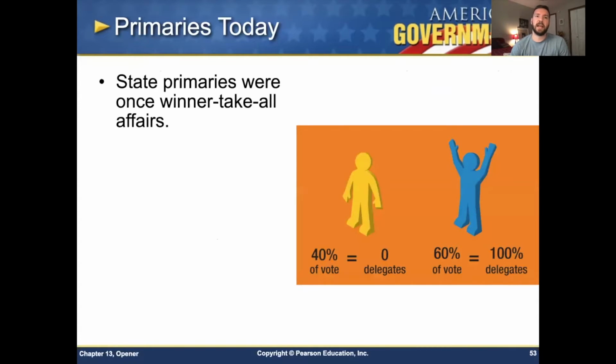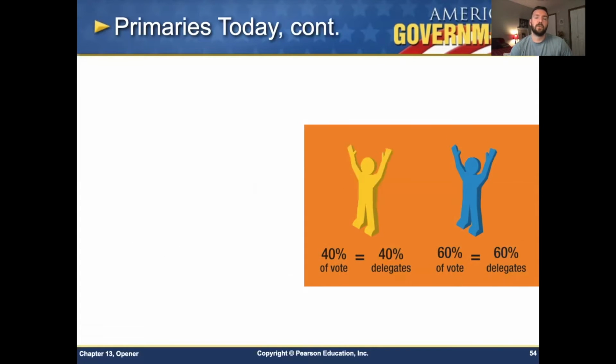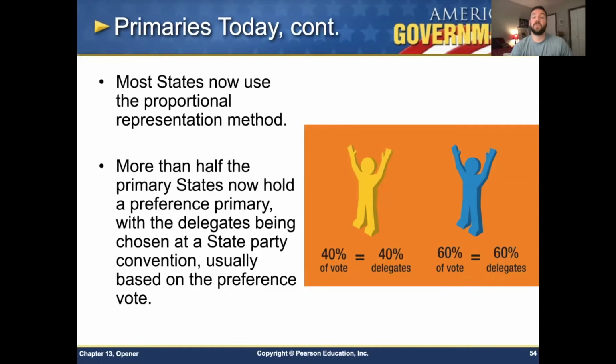As far as the primaries today, state primaries were at one point winner-take-all affairs for both parties. Today, it's still that way for the Republican Party for the most part. For the Democratic Party, they've got a proportional method. So what's the difference? If you see this graphic, the winner-take-all method means that if a candidate wins 40% of the vote, they don't get any delegates. The one that got the most votes gets those delegates. So 60% of the vote gets 100% of those delegates. With a proportional system, if you win 40% of the vote, you get 40% of the delegates. If your state has 100 delegates, that means you get 40 of them.